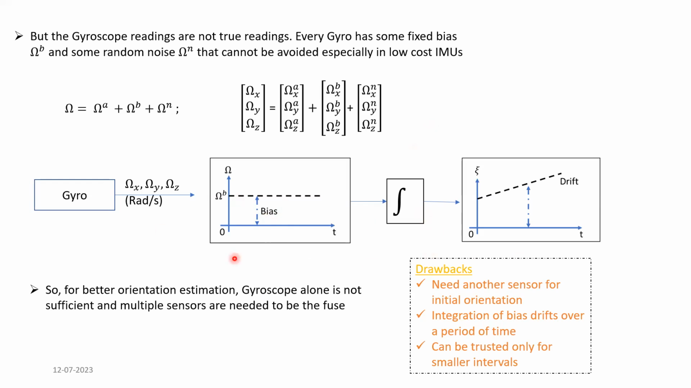And this sensor can be used only for shorter periods because it has a drift. So we can't trust the sensor for longer periods. For shorter periods, the gyroscope will be good. So this is how we are finding the roll, pitch, and yaw by using only the gyroscope.